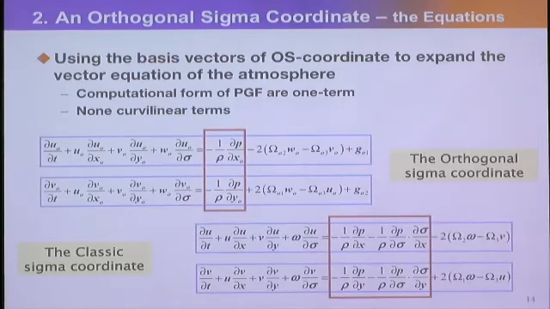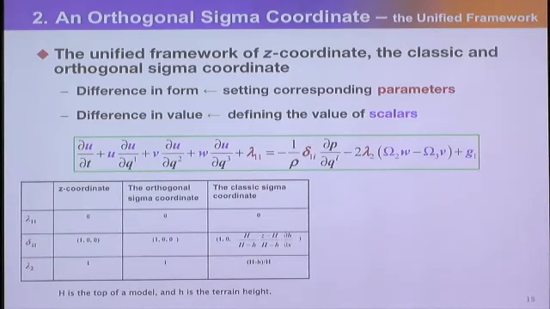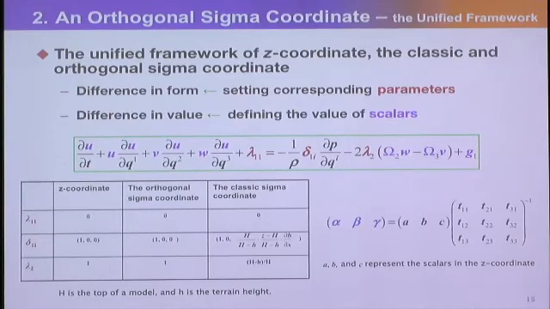And using this simplicity we can propose a unified framework to combine the equations in the three coordinates: z-coordinate, classic sigma coordinate, as well as the orthogonal one. Here we use the horizontal momentum equation as an example. We add these three parameters and value them separately in these three coordinates. And when a scalar component is different in each coordinate, like u, v, w, we use a matrix to transform their values. So we got the unified framework of these three coordinates.